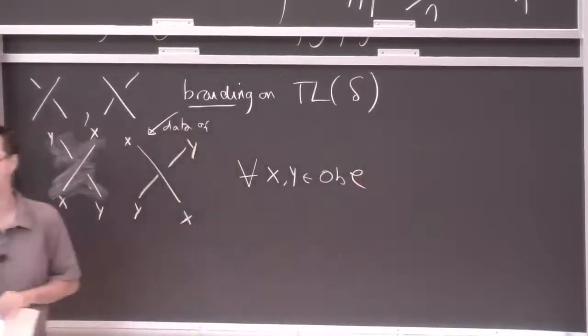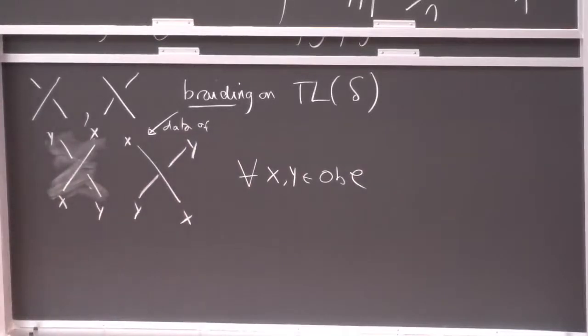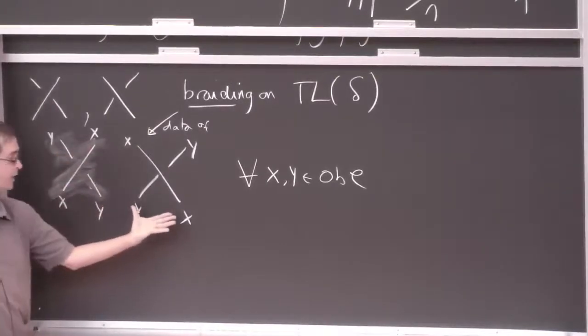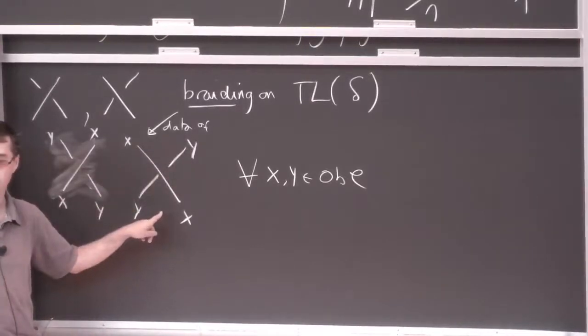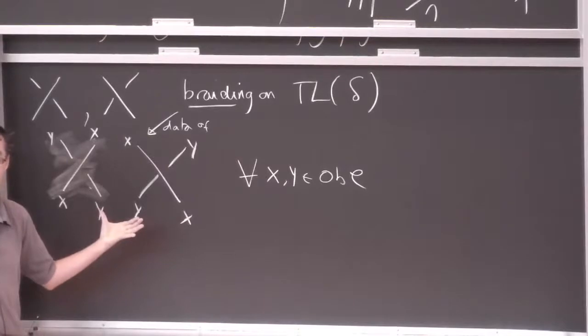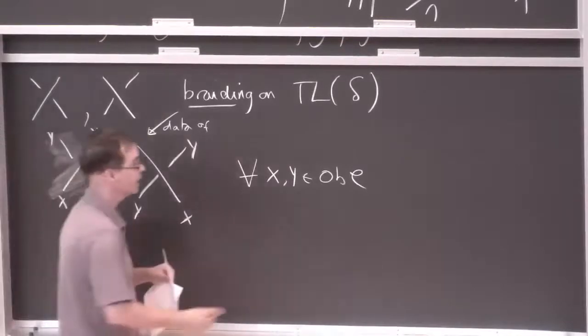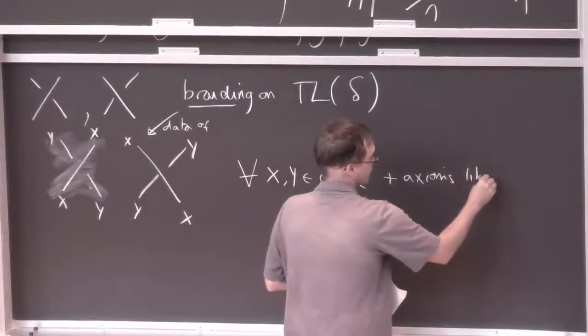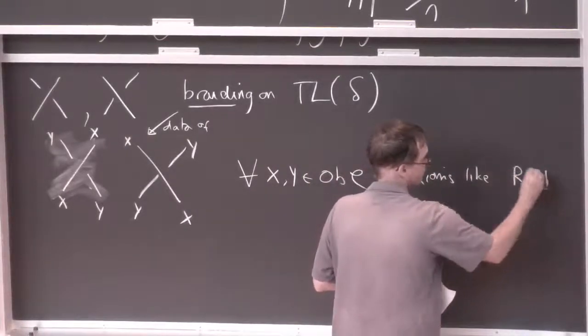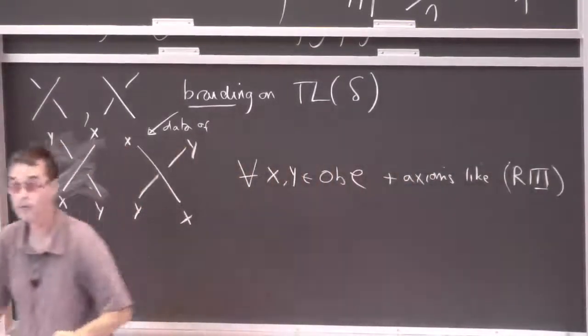For all pairs of objects in your category, it's the pair of data. It's the data of a map from x tensor y to y tensor x, which I've just drawn as this positive crossing, and another map from y tensor x to x tensor y, which I've just drawn as this negative crossing. And these have to be two-sided inverses to each other, and they have to satisfy some axioms like Reidemeister 3, the braid relation from earlier.